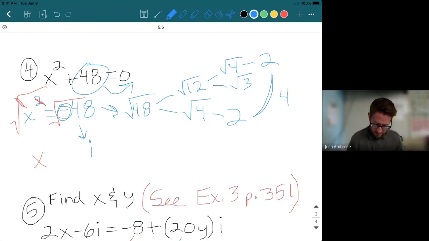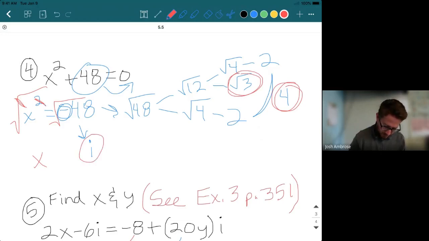So here's what we're looking at. We've pulled out now a 4. We still have a leftover radical 3. And don't forget we pulled out i right there as well. So now put all of this back together, and we have x equals, don't forget that's actually going to be a plus or minus 4i radical 3.